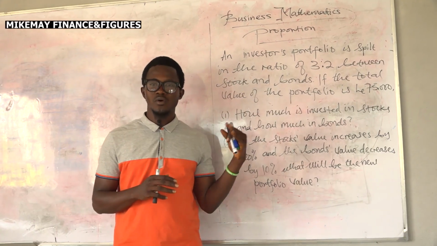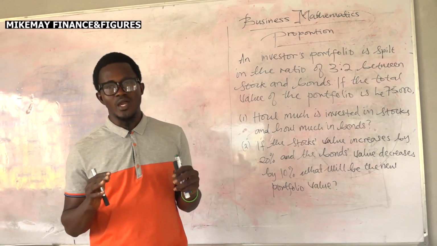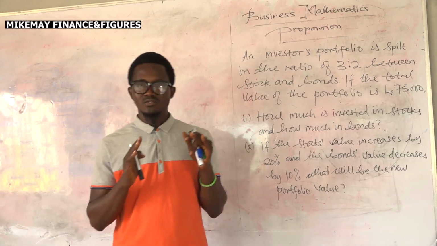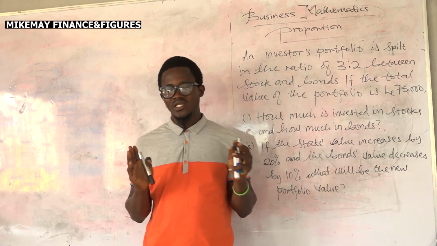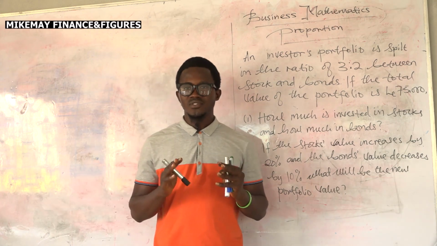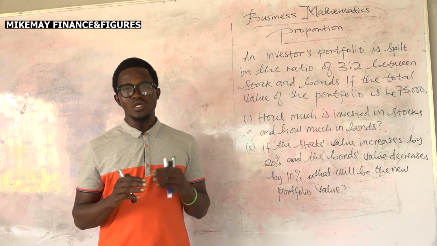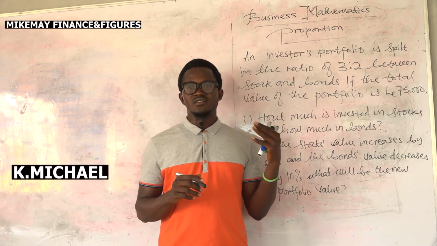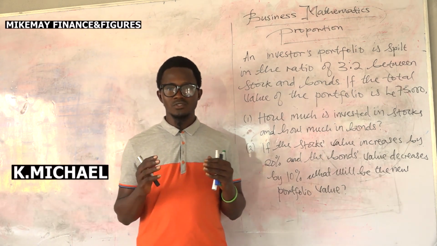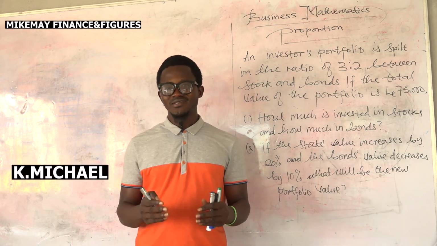So, today we are looking at a problem under proportion. In the previous video, I did introduce proportion, and we were able to learn that proportion is when two ratios are equated to each other. When two ratios are equated to each other, then it becomes a proportion. And we learned the types of proportion, which are direct and indirect. And we were able to solve a simple and basic example.